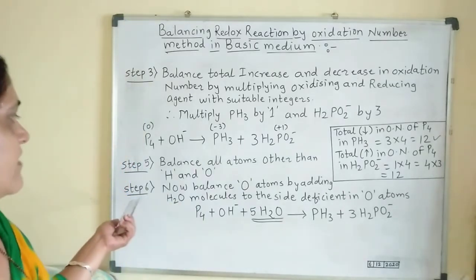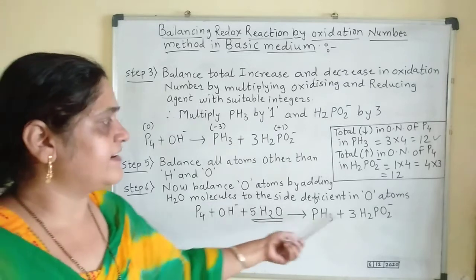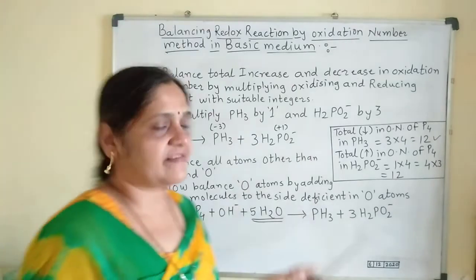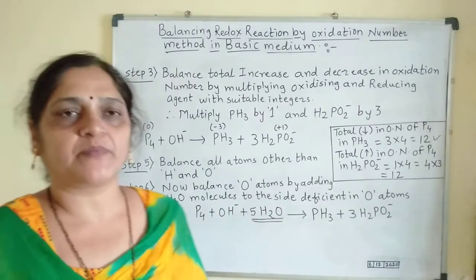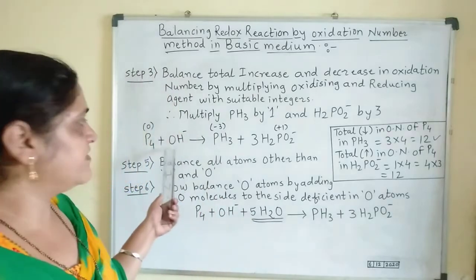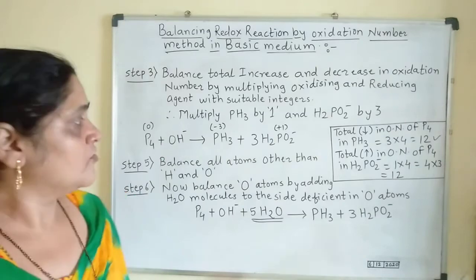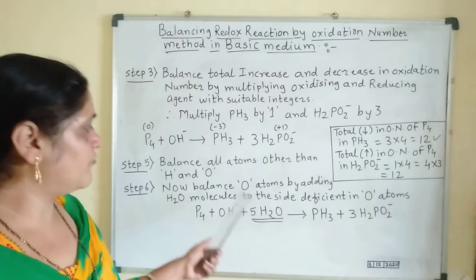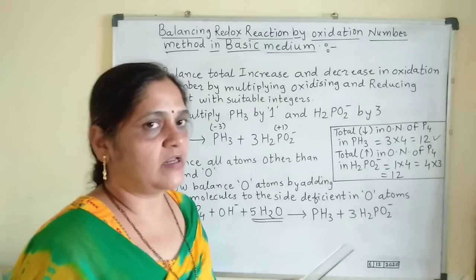The next step is to balance oxygen atoms by adding water molecules to the side deficient in oxygen atoms. We have to check where the oxygen atoms are less in number, and to that side we have to add water molecules, whatever appropriate number is there. According to that we will do the addition. For that purpose again we will check. Here 1 oxygen atom and here 3 into 2, that is 6 oxygen atoms. So on right hand side 6 oxygen atoms, on left hand side only 1 oxygen atom. Therefore we have to add 5 water molecules in order to balance oxygen atoms on left hand side.